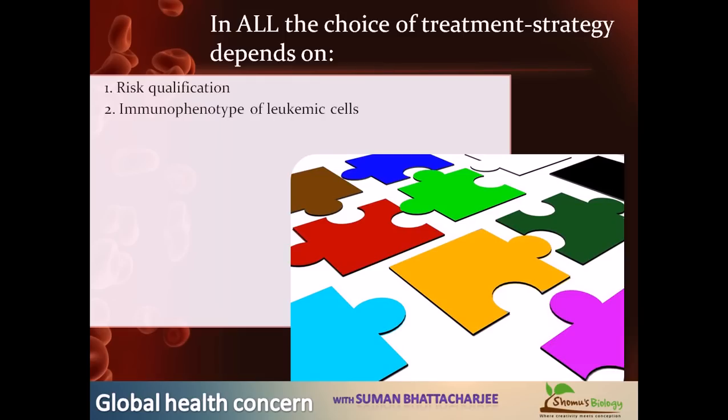Second thing is the immunophenotype of the leukemic cells. Now, the immunophenotype means what is the lineage of those cells. For example, if we talk about lymphocytic leukemia, that means B lymphocyte or T lymphocyte. So what is the lineage? Whether they are T cell lineage or B cell lineage. If it is B cell lineage, whether it is early B cell lineage or mature B cell lineage, we need to understand the lineage, because what is lineage actually?